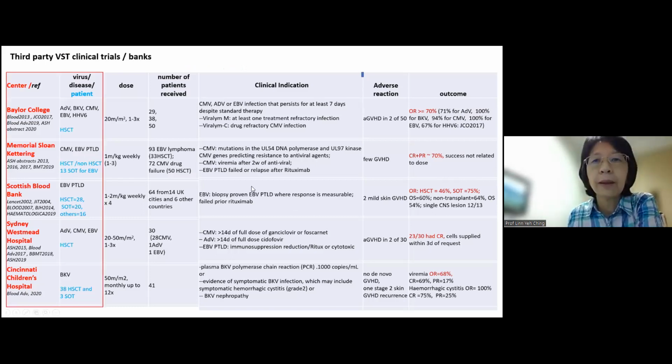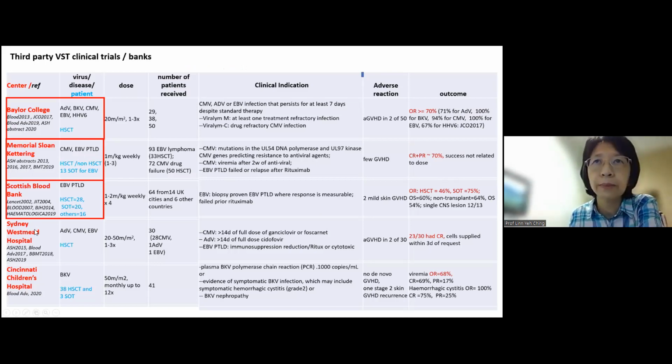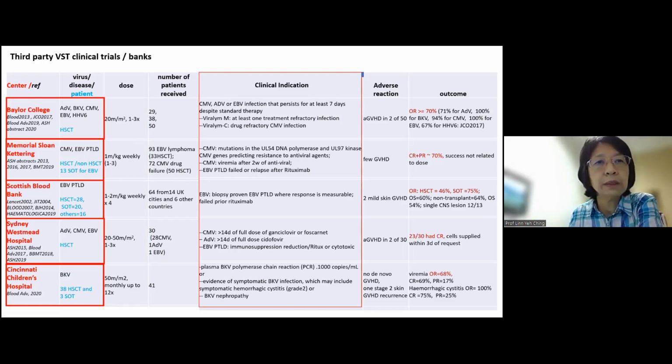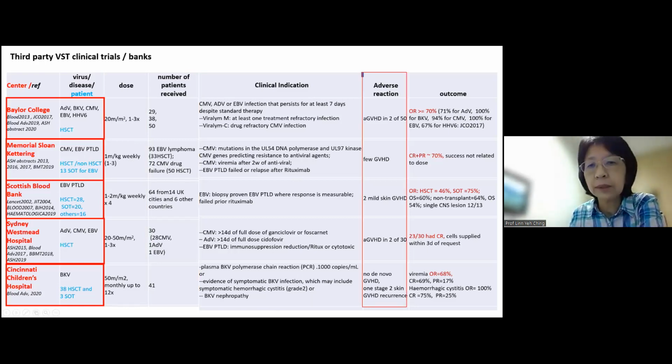This slide summarizes the main studies on third-party banks, either for clinical trial or clinical service. As you see here, these are the centers: Baylor, Memorial Sloan Kettering, the Scottish Blood Bank, Sydney, and Cincinnati. It's again single or multiple viruses with various methods of generation, and the dose is actually not high. Dosing is often repeated weekly. The patients are mostly after allo transplant, with up to 100 patients in some studies. The clinical indication is drug failure or proven drug-resistant mutations, except for BKV, where there are no good drugs and BKV T cell is used as first line. Safety data is very reassuring. As you see, GVHD risk is low, and outcome is strikingly consistent in that response rate is in the range of 70%.